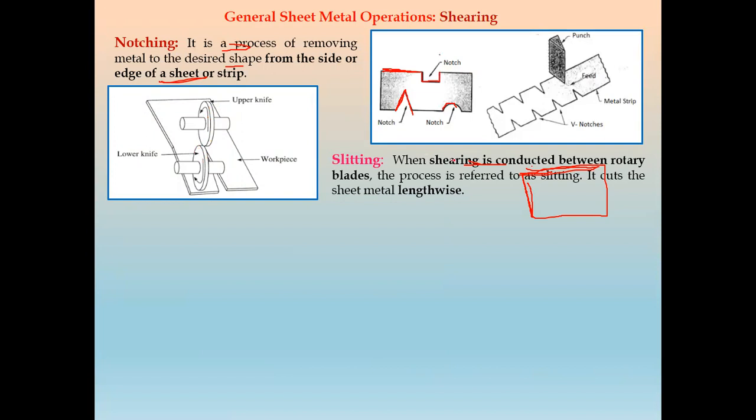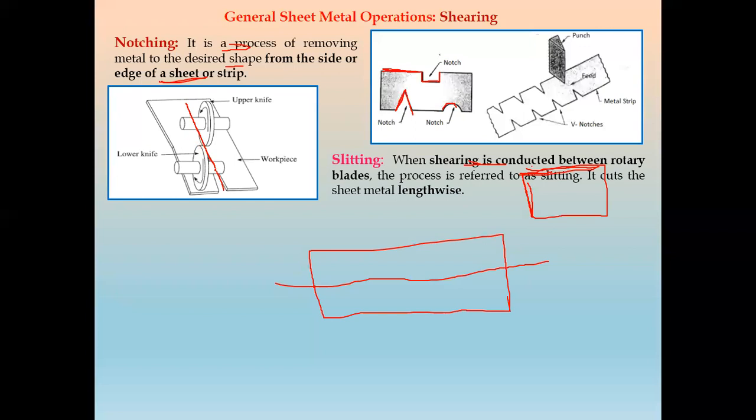So it cuts the sheet along its length. If you see, this is the sheet metal. Along the length, we cut this sheet metal by using these two knives. One is the upper knife and this is the lower knife. So these are the rotary blades. By means of these two rotary blades, we cut the sheet along the length. That is called a slitting operation.